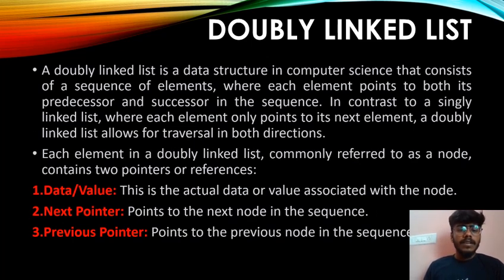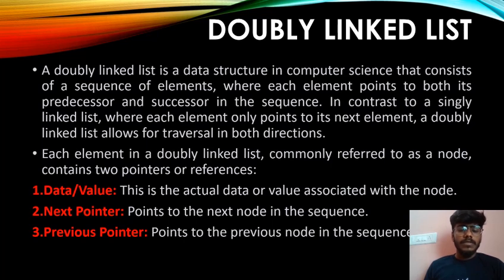Next, a doubly linked list is a data structure in computer science that consists of a sequence of elements where each element points to both its predecessor and successor in the sequence. In contrast to a singly linked list, where each element only points to its next element, a doubly linked list allows for traversal in both directions. Each element in a doubly linked list, commonly referred to as a node, contains data or value, next pointer, and previous pointer.